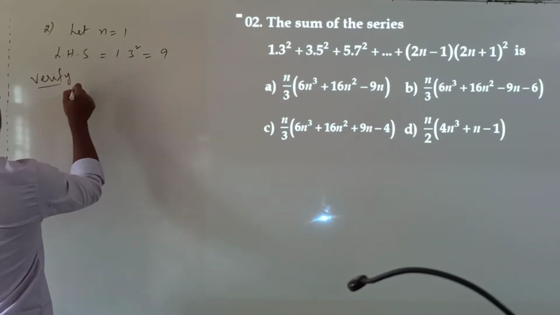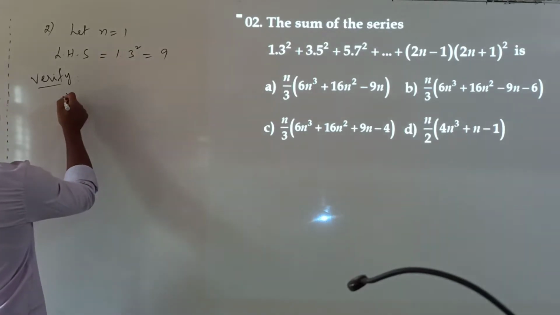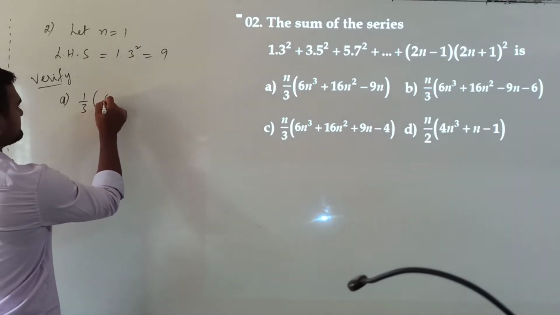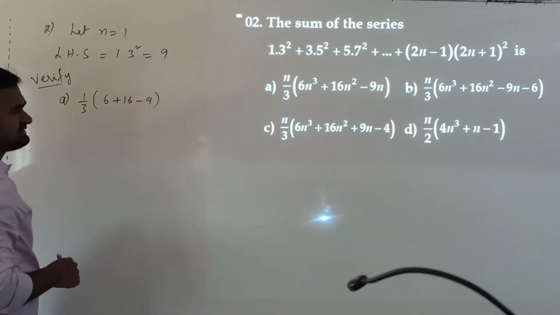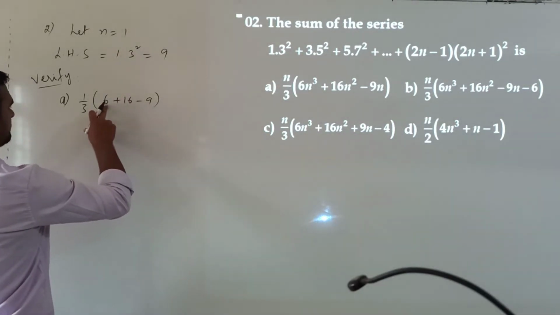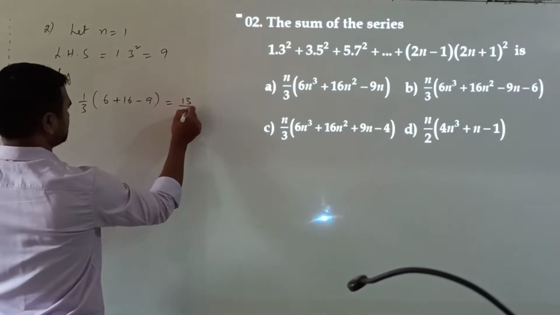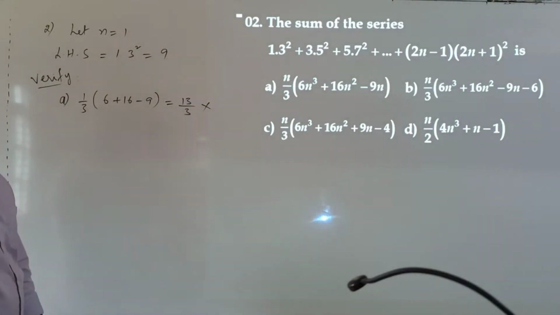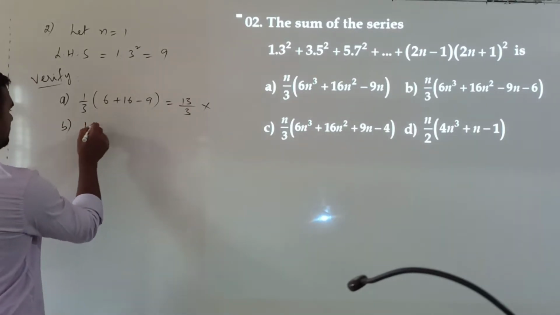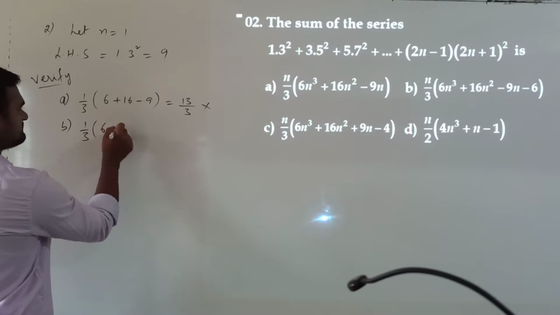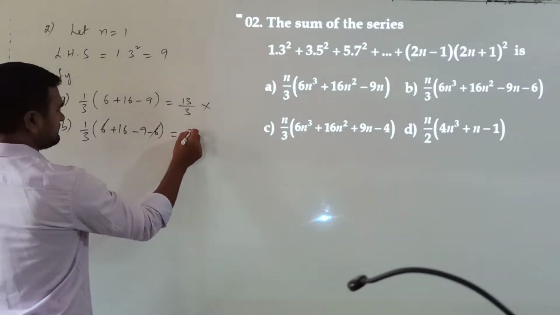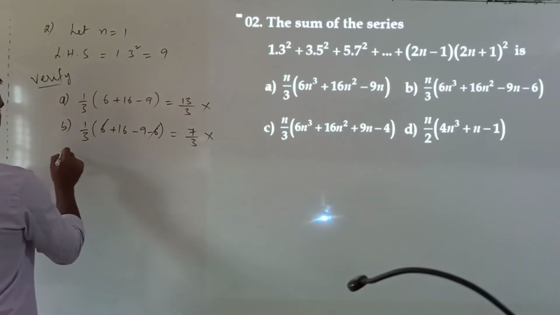Verify from the options. First option, take n equal to 1: 1 by 3 into (6 plus 16 minus 9). So is it equal to 9? Here we have 7 plus 6, 13 by 3, which is not equal to 9. So first option is wrong. Second option, n is 1: 1 by 3 into (6 plus 16 minus 9 minus 6). So it is 7 by 3, which is also wrong.